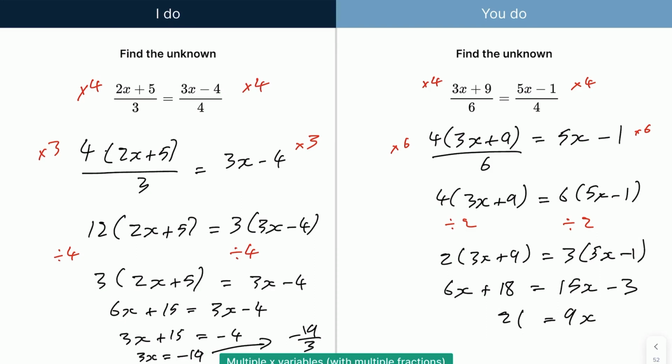So I end up with 21 is equal to 9x, and my answer is 21 over 9. And they're both divisible, in fact, by the 3 times table. So that'll become simplified as 7 over 3. So my final answer is 7 over 3.